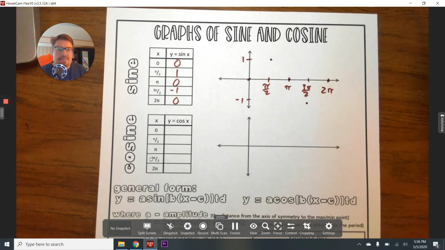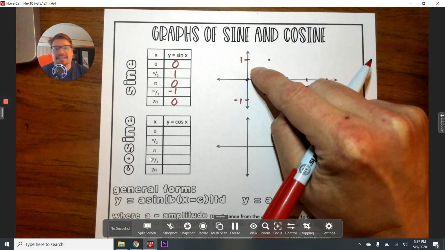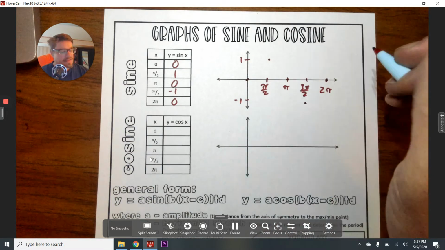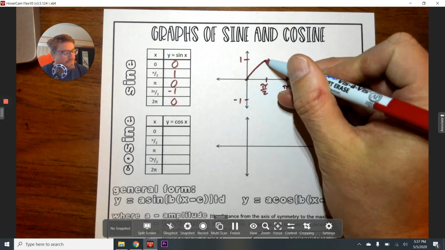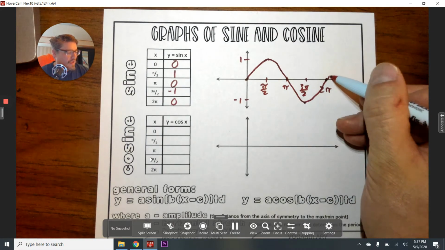Now what happens is, if we were to actually get into the details here, we've got ourselves a beautiful little wave here, okay, that goes on forever.